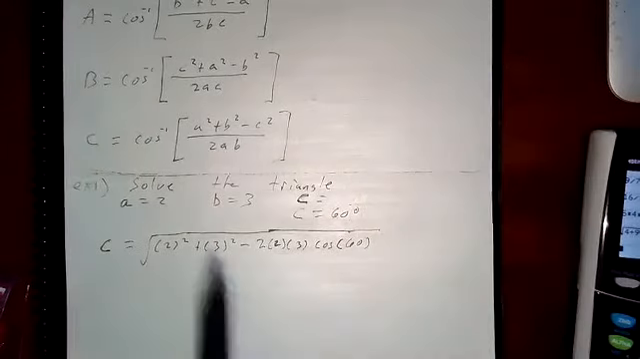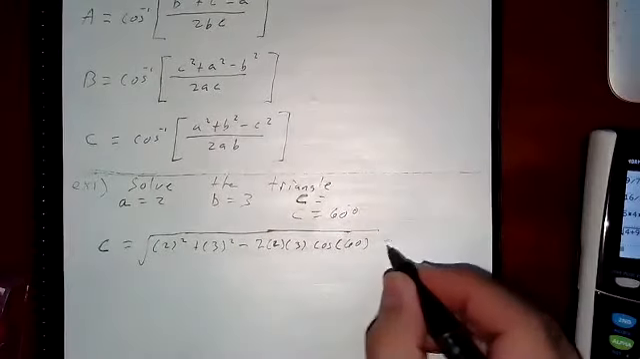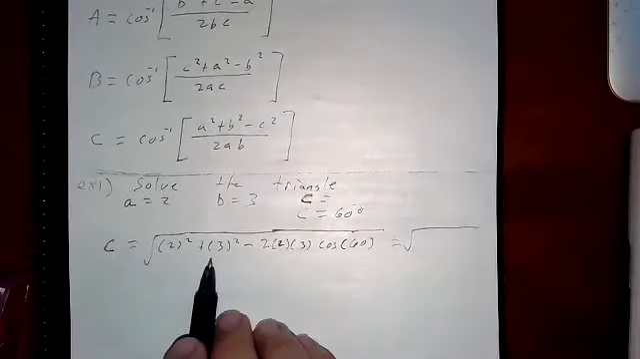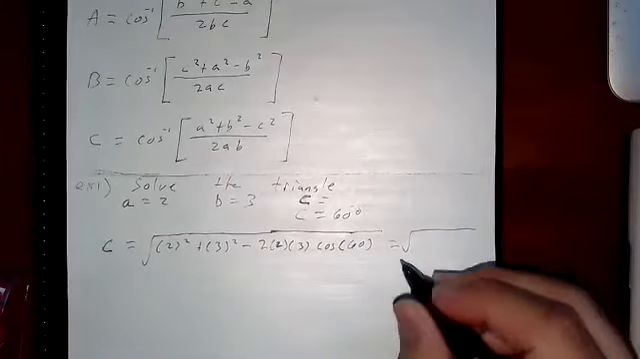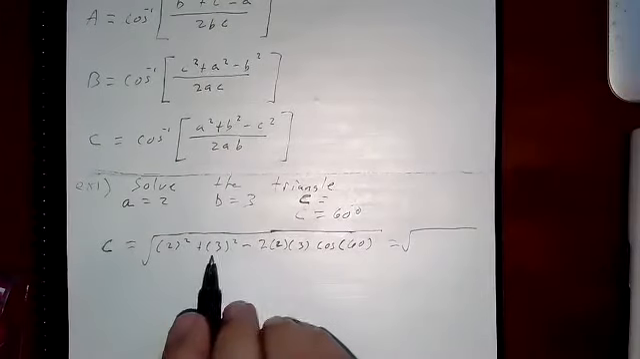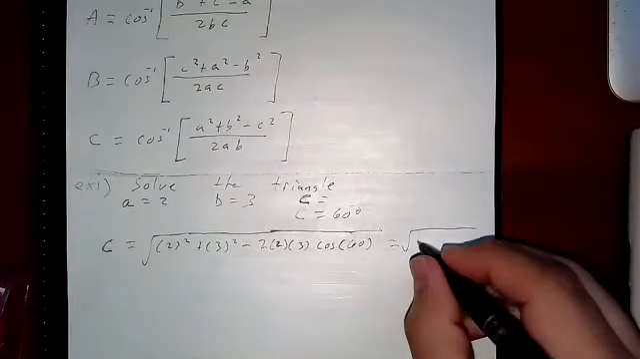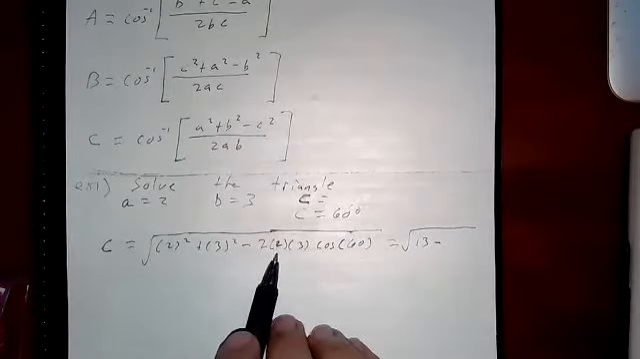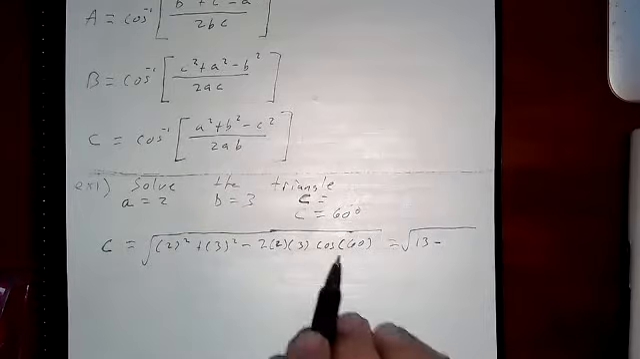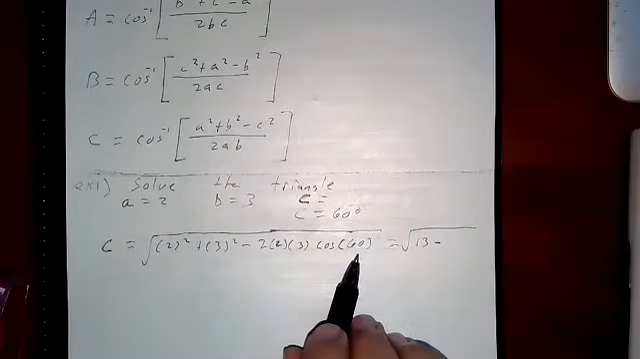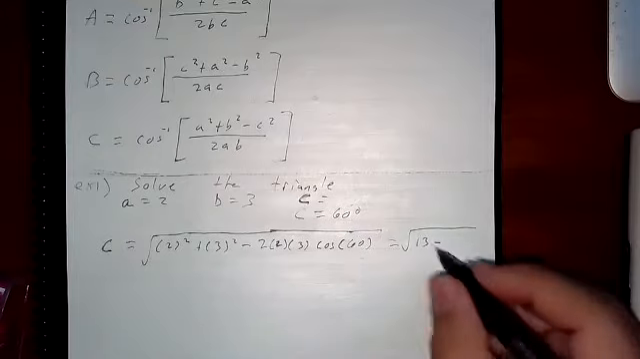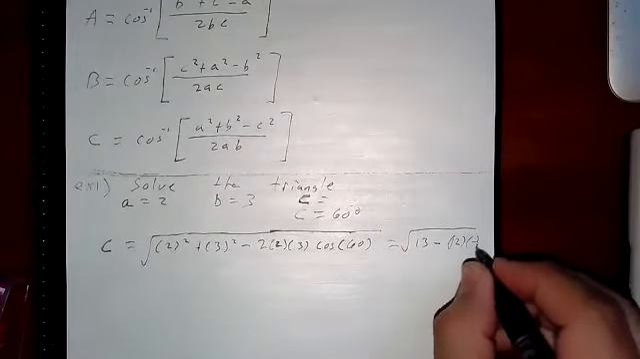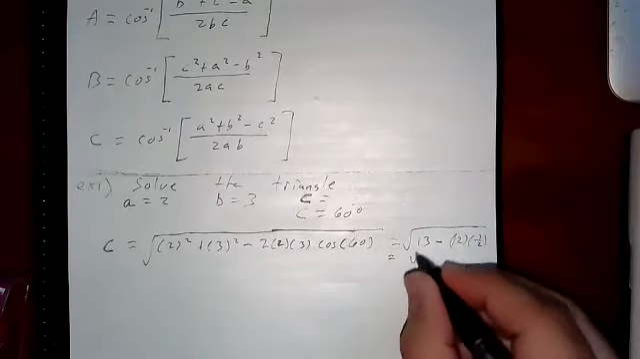Because technically this would be what? Square root of 4 plus 9. So that would be 4 plus 9, 13, right? Minus 2 times 2 is 4, times 3 is 12. 12 times cosine 60, which is a half. So that would be 12 times a half. So yeah, square root 7.